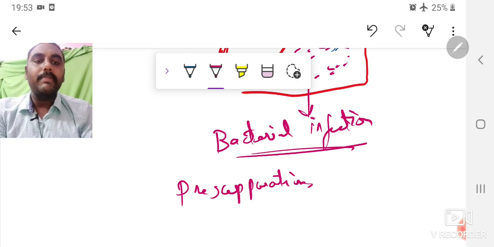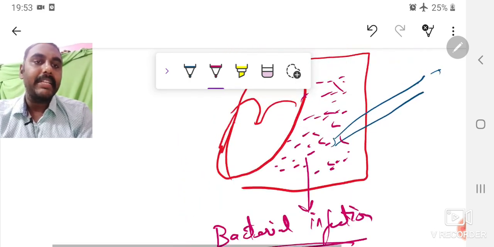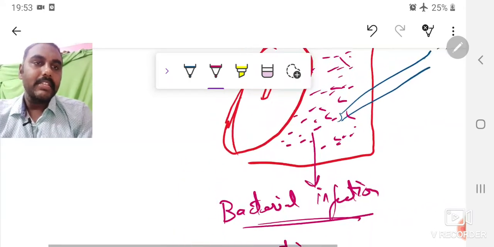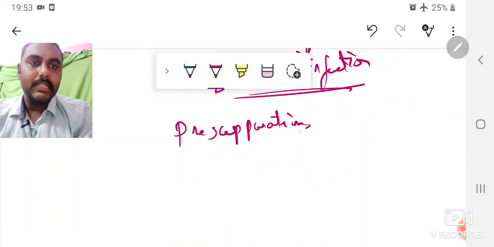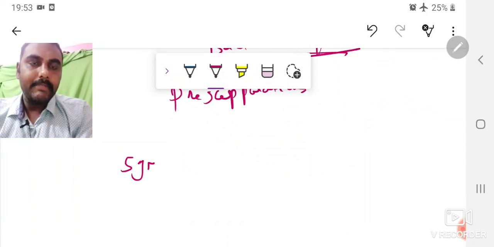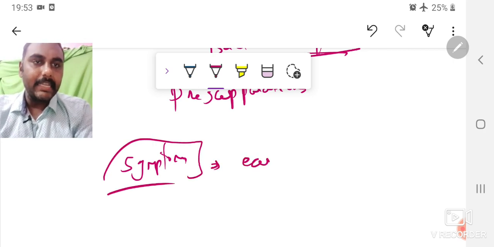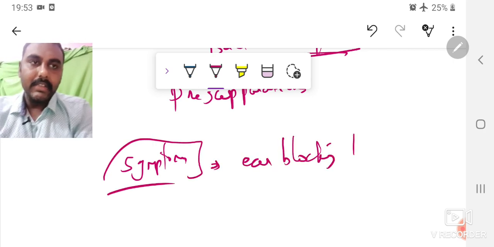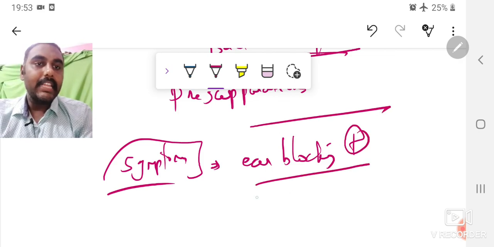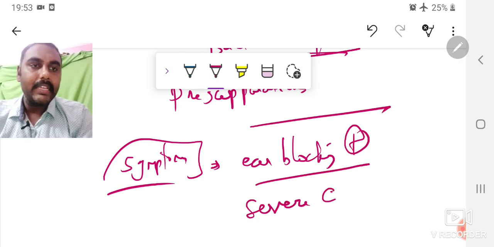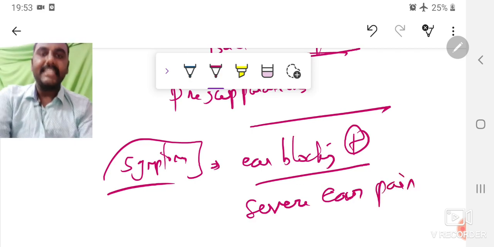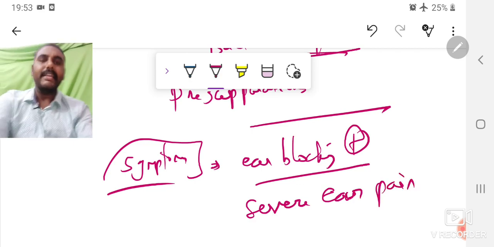Now, how will the patient's symptoms and signs be? The patient again has an ear blocking sensation. Along with that, there will be severe ear pain. Why? Because a bacterial infection is setting in. So there will be severe ear pain.